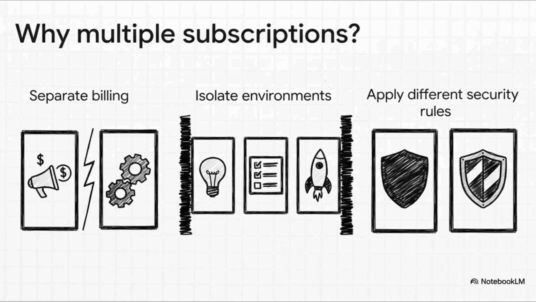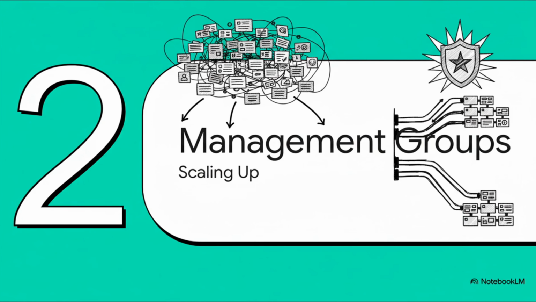And this is exactly why most companies don't have just one subscription. You might have one for the marketing team and another one for engineering, just to keep the bills separate. Or, and this is super common, you'll create different subscriptions to totally isolate your development, your testing, and your production environments. That separation is absolutely key to staying in control. But what happens when you have 10, 20, or maybe even hundreds of subscriptions? Trying to manage them one by one is, well, it's a nightmare waiting to happen.